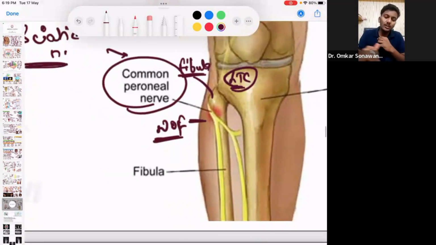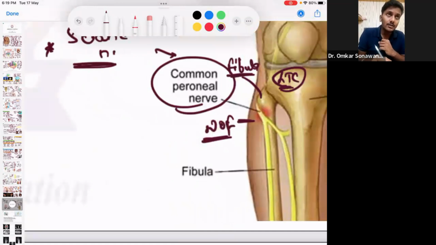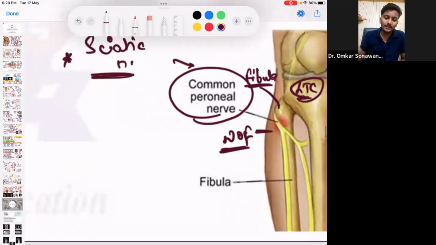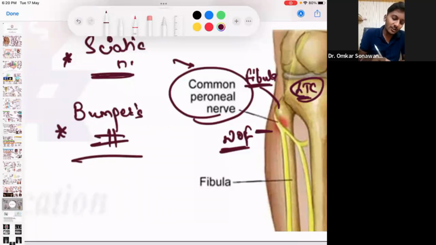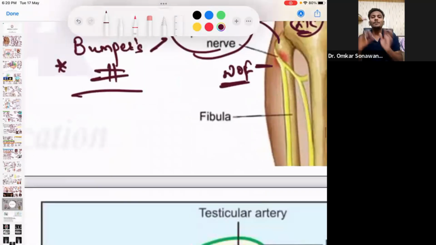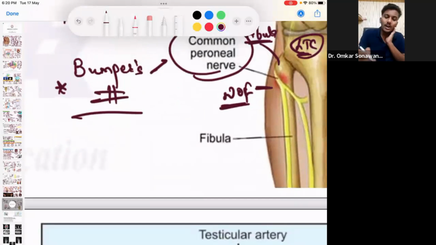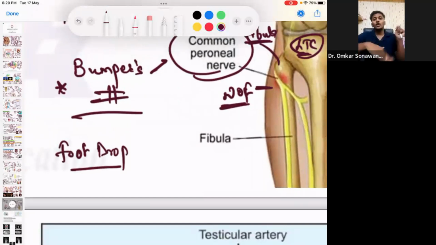In which fracture is the common peroneal nerve damaged? Fracture when you get an impact from the lateral side. Very good. So which fracture causes damage to the common peroneal nerve? Bumper's fracture causes injury to the common peroneal nerve, and common peroneal nerve injury will cause foot drop, that means inability to dorsiflex the foot.